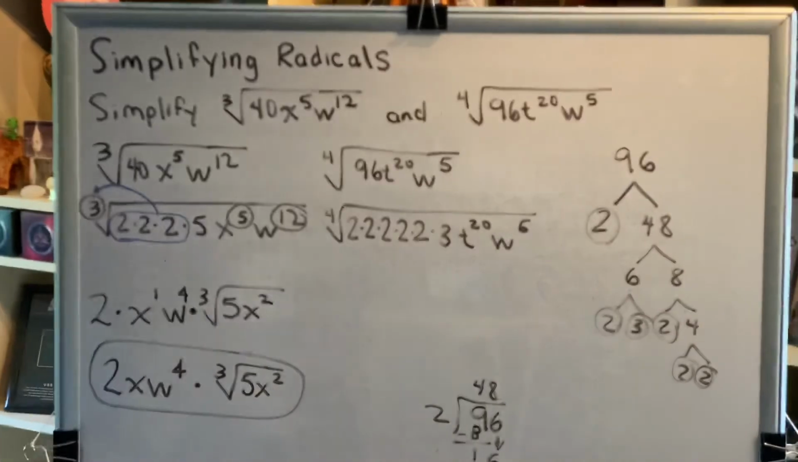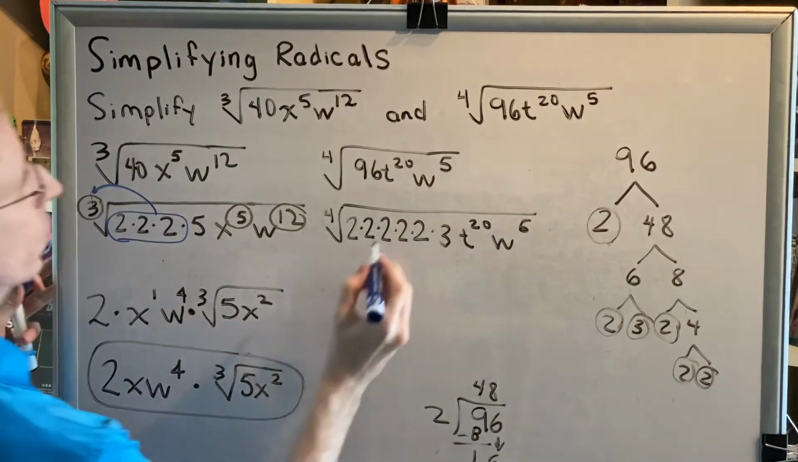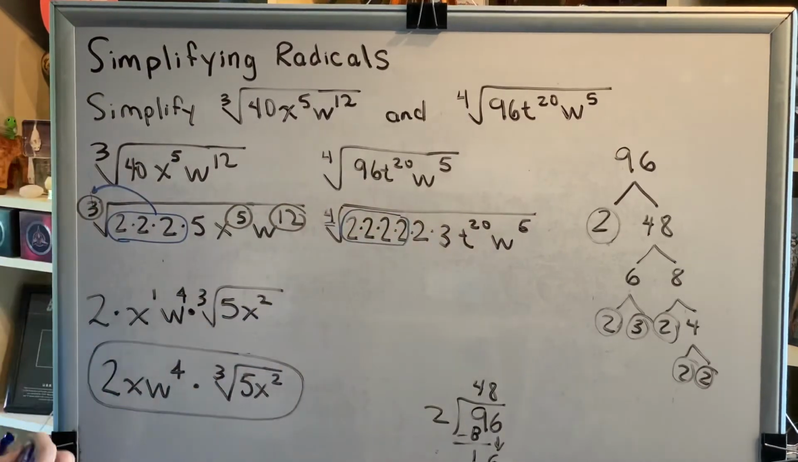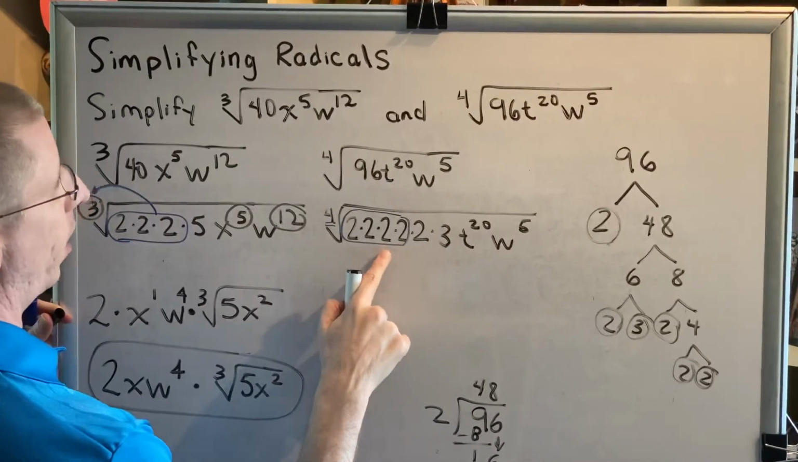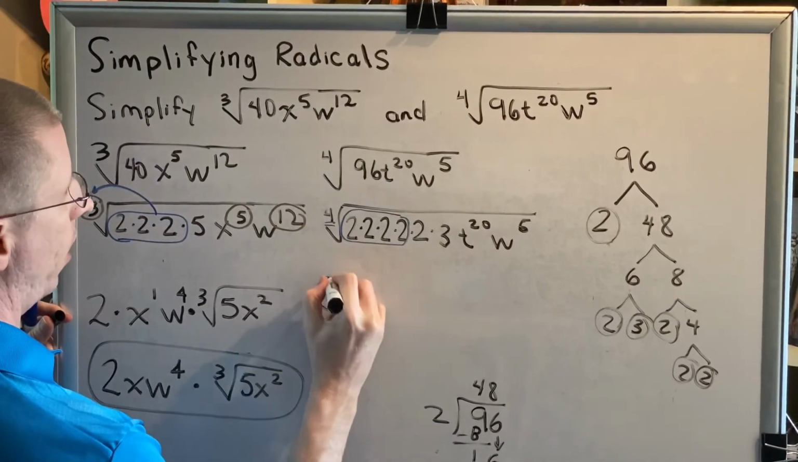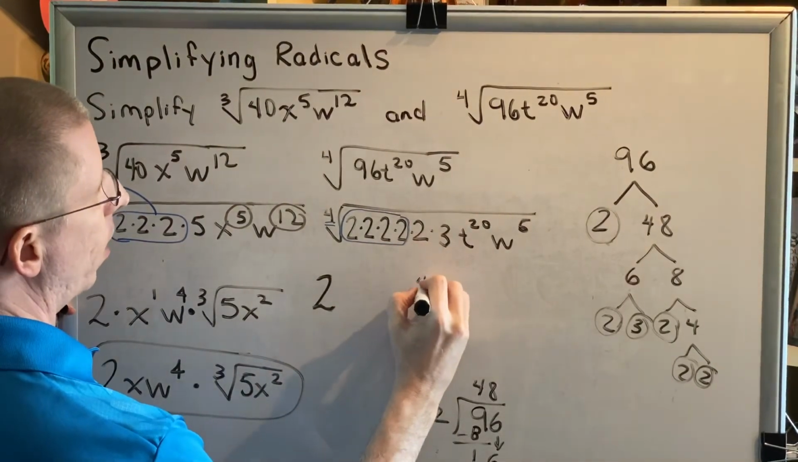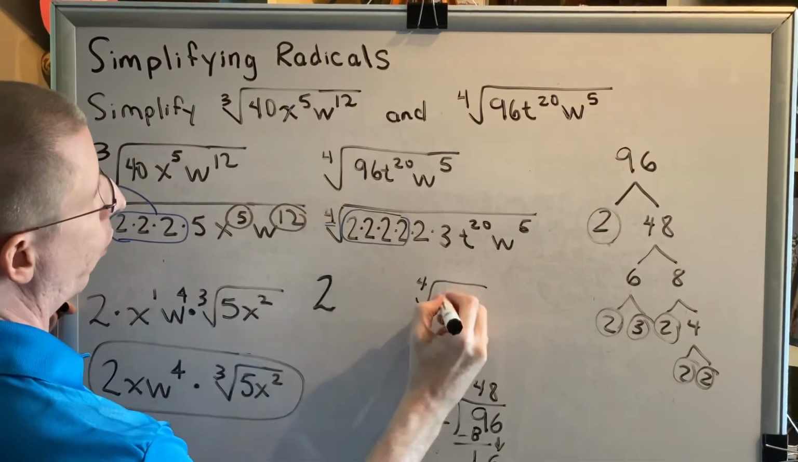All right, for the numbers, I'm going to make groups. So there's a group of 4. I'm making a group of 4 because the index of the radical is a 4. Each group sends 1 representative out to multiply, so I'm going to get a 2 on the outside. However, this 2 and this 3 are going to stay inside the fourth root.